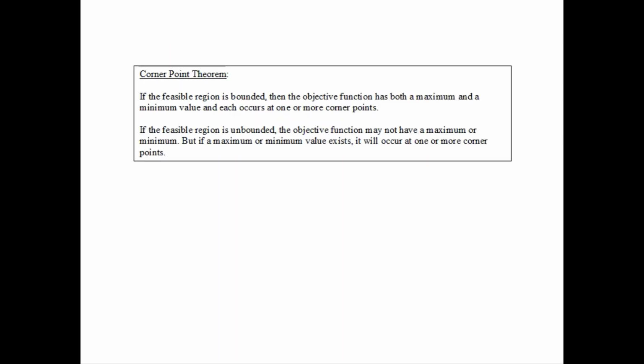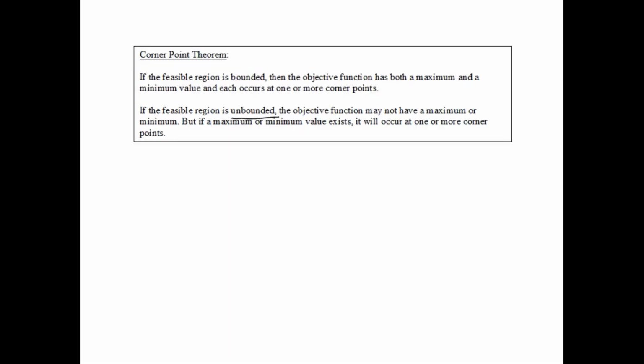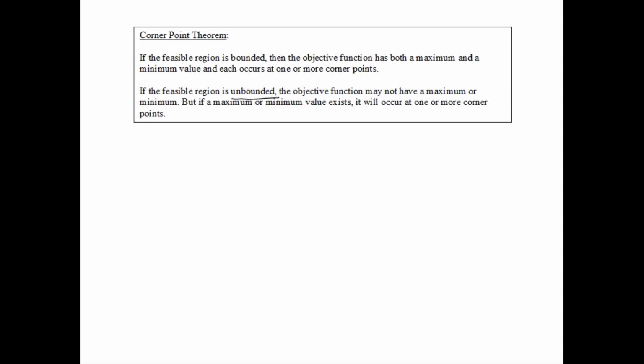Here's my process. Here's my corner point theorem. We have an unbounded region right here. That means that the objective function may not have a maximum or a minimum, but if it does, it'll occur at a corner point. Okay, so here's the reason that the corner point theorem works.